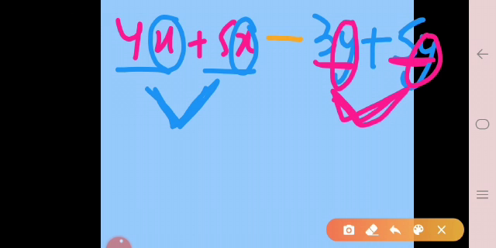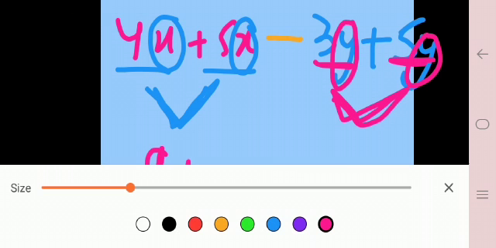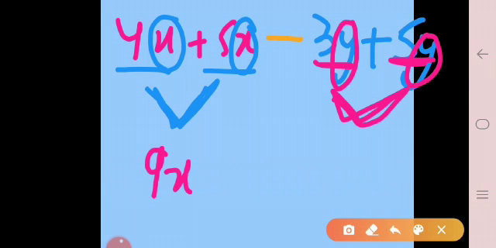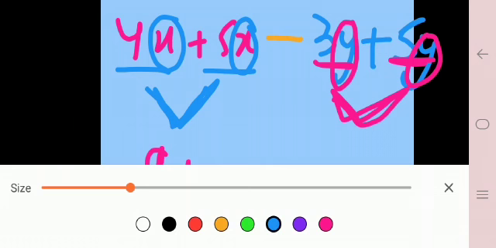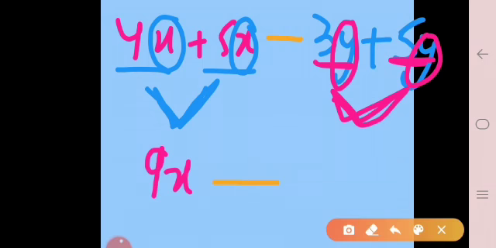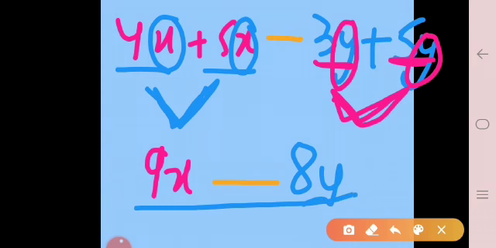So if I look over here, 4x plus 5x gives me 9x. 4 plus 5 is 9x. Then we will be having a subtraction sign in between, minus, then goes 3y and 5y. 3y plus 5y are going to be of the same family, so I'll just add them together. So 5 plus 3 is 8, and then y will be there down. So I'm going to get the answer, that is 9x minus 8y.